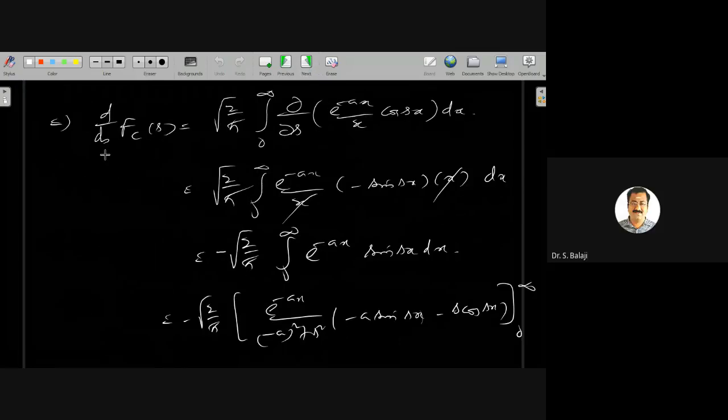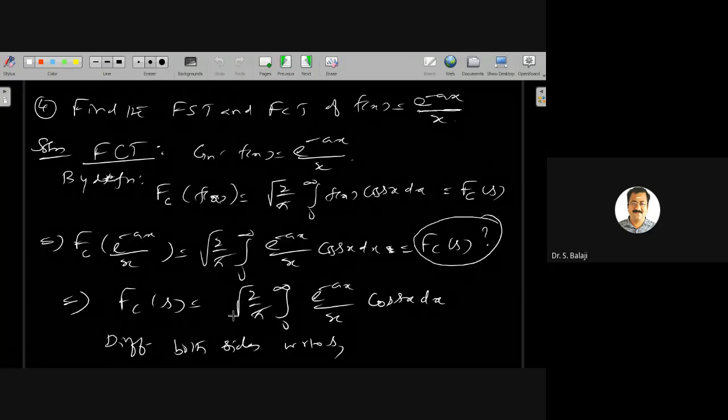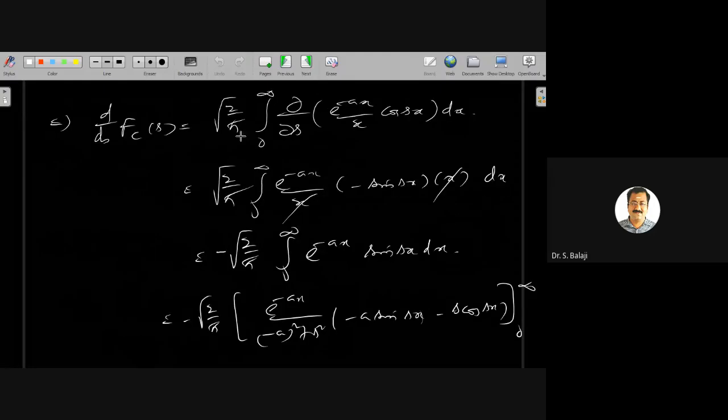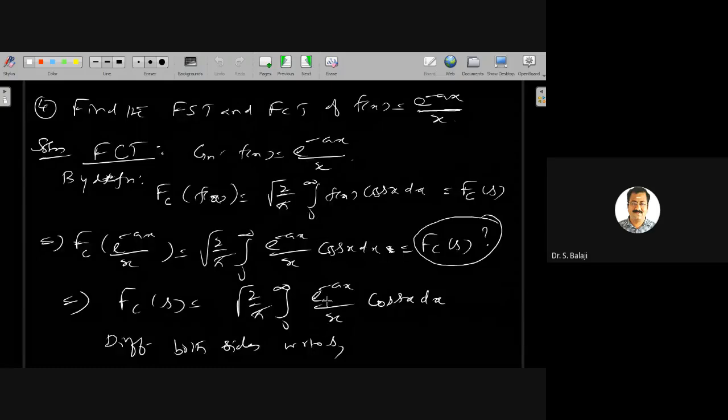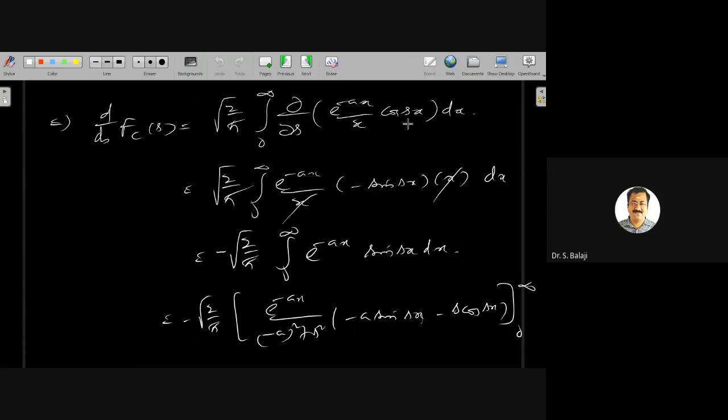Write that: differentiate both sides with respect to s. d/ds of F_c(s). Everyone knows that if you differentiate with respect to s, it moves inside the integration as a partial derivative, by the Leibniz rule. Therefore, root of 2/pi, integral 0 to infinity, and inside the integration it is the partial derivative with respect to s of e^(-ax)/x cos sx dx.